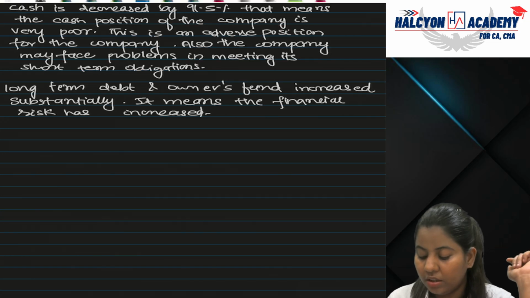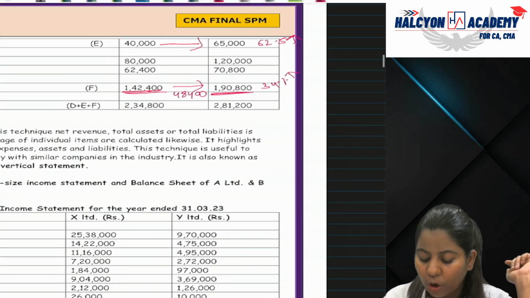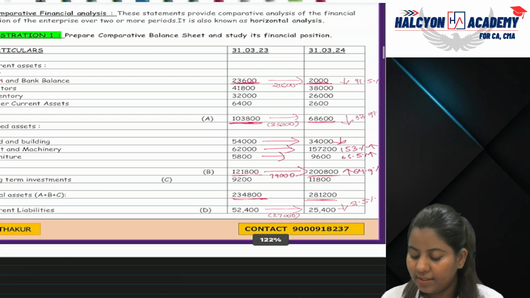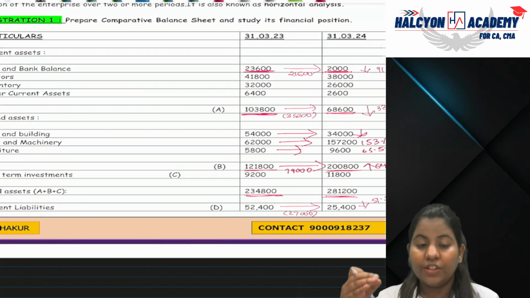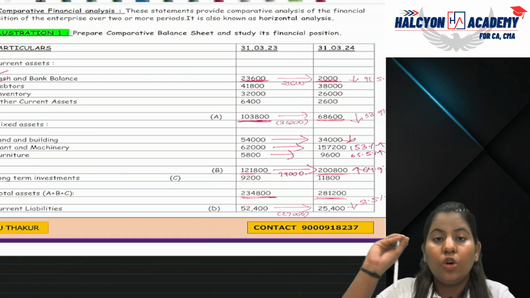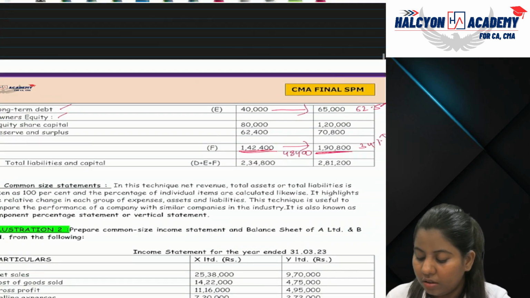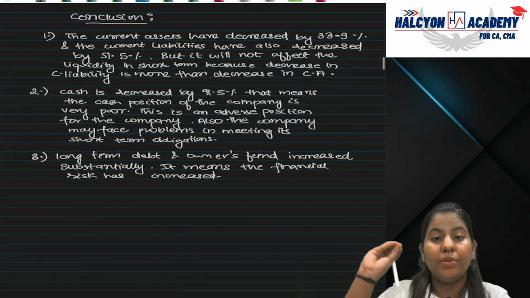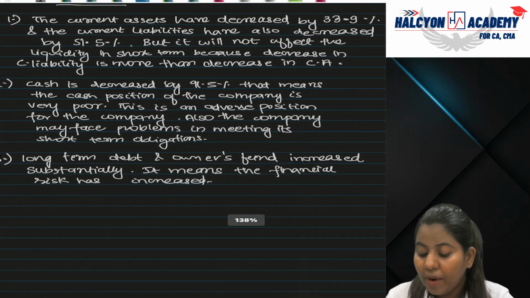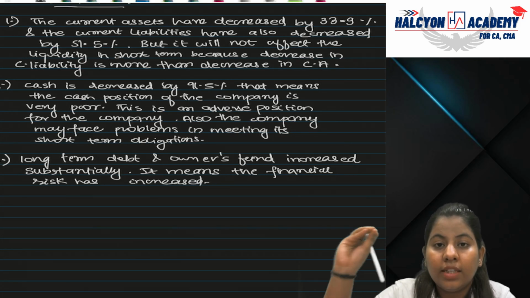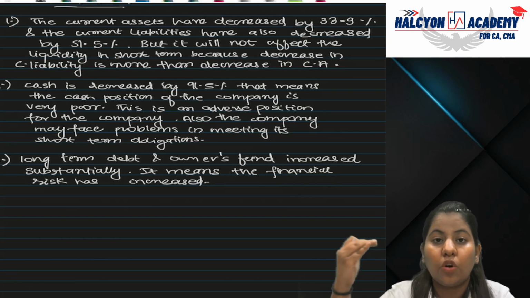outsiders, right? And we also saw that there is increase in fixed assets. There is a substantial increase in plant and machinery. Actually, this is a good thing. This is a good thing because the production capacity will also increase. If plant and machinery has increased, that means the production capacity is increasing. There are growth prospects for the company.